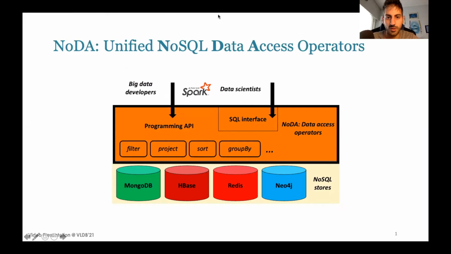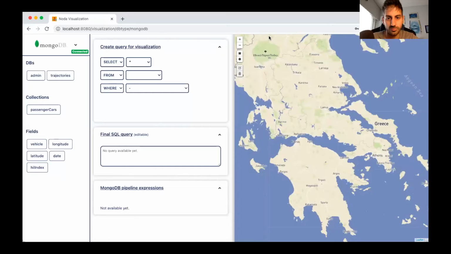I'm switching now to my internet browser, where I have already connected to the MongoDB store by using our Spring application. In the background, MongoDB and HBase are running locally. The two databases store the same dataset consisting of spatiotemporal points that constitute GPS traces of passenger cars in Greece.